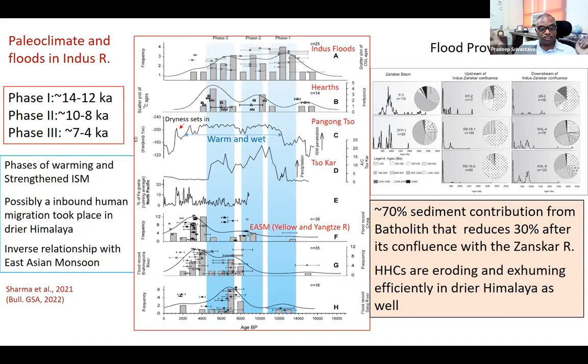And this erosion is being driven by the strengthening of the summer monsoon. And what our finding is suggesting is that this stands true for the dry part of the Himalaya as well.